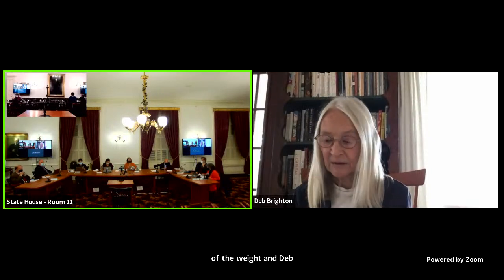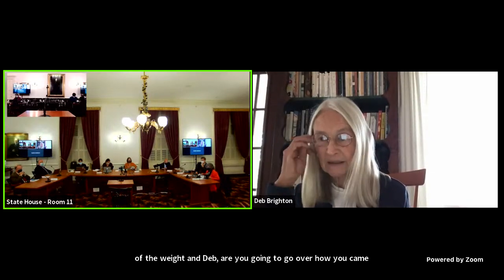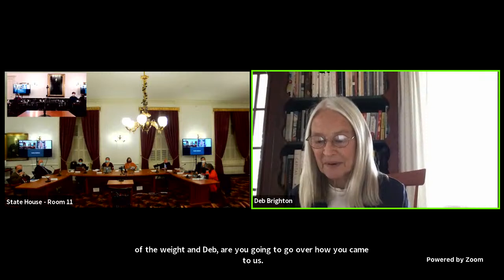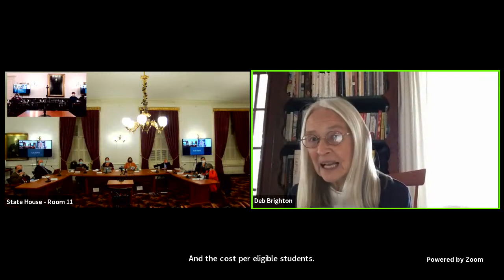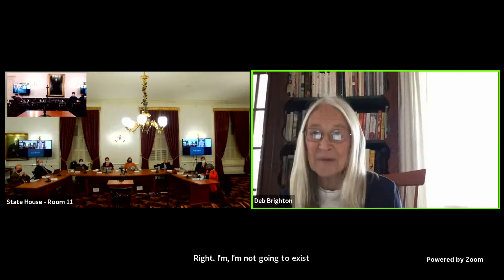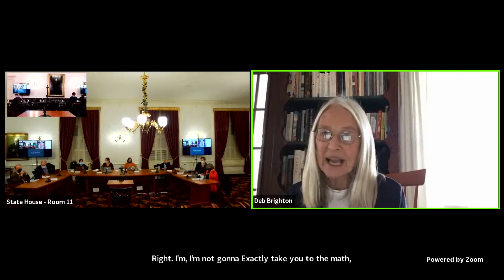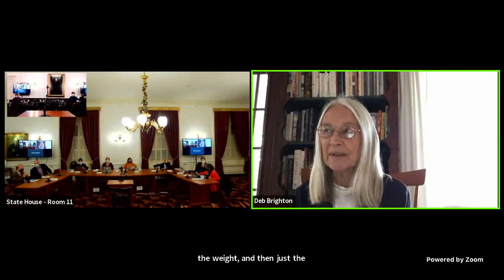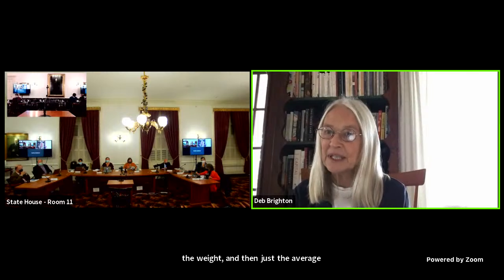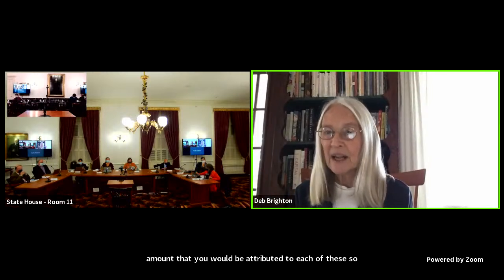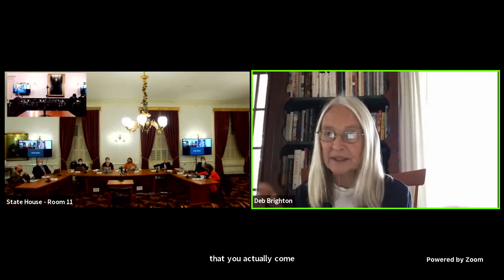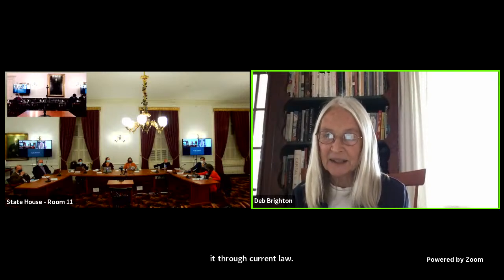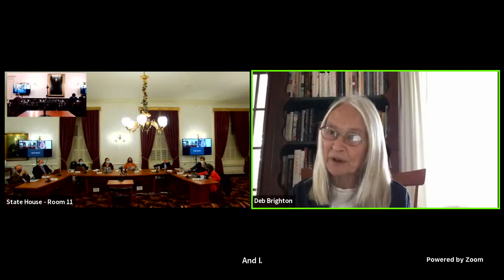And Deb, are you going to go over how you came to these numbers? The cost per eligible student? Right. I'm not going to exactly take you through the math necessarily, but I'll tell you this is derived from the weights, and it is the average amount that you would be attributing to each of these, so that you actually come up with this amount if you ran it through current law. Okay, and I'll get into it a little bit more when we go through the process.